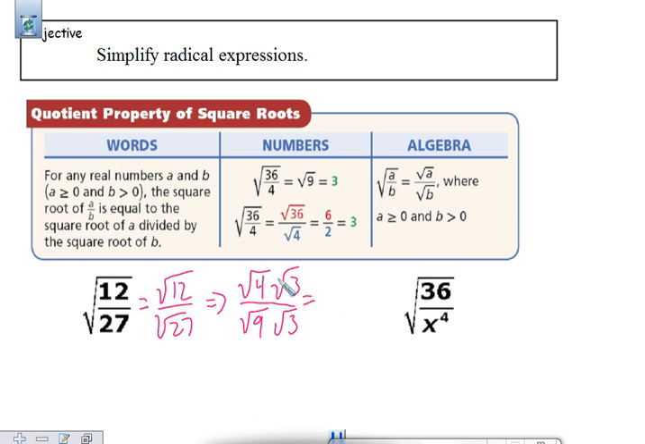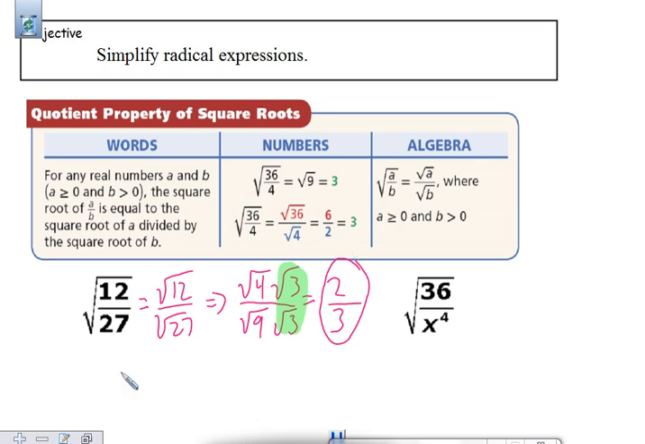The square root of 4 turns into 2. The square root of 9 turns into 3. But wait a minute, right here, highlighted in green, the square root of 3 divided by the square root of 3 is just 1. So our answer actually simplifies to 2/3.